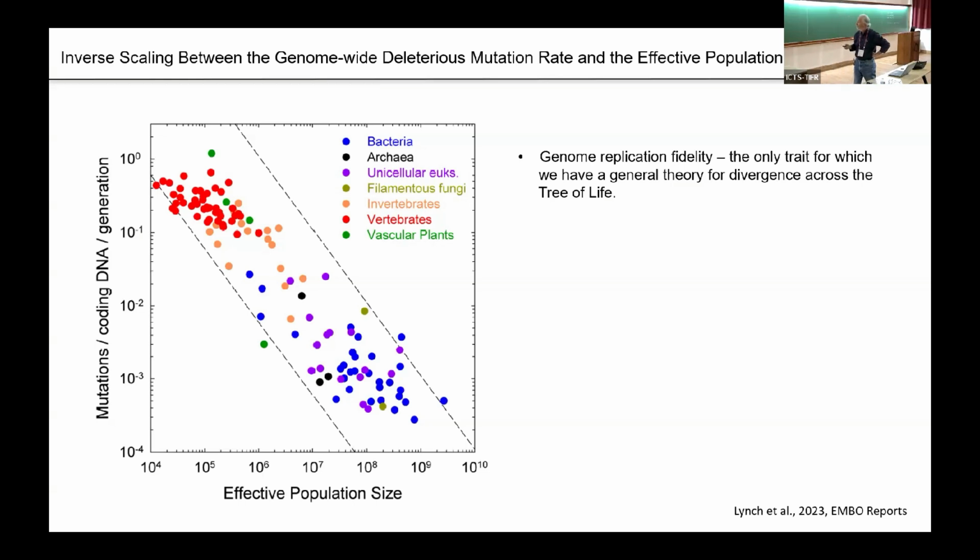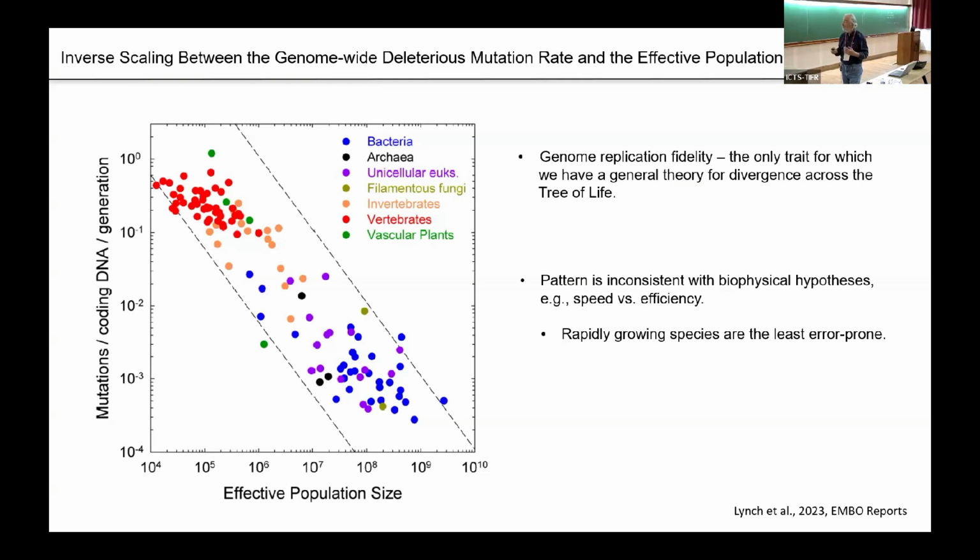There are a couple of points I wanted to emphasize here. I would argue now that replication fidelity is the only trait we have a general theory for across the tree of life. I'm happy for people to criticize this because I'm getting a little nervous. The more and more data we add every year, the fit gets better and better. So in my opinion, this fits the drift barrier hypothesis quite well. Again, though, there's an order of magnitude of noise around the diagonal axis.